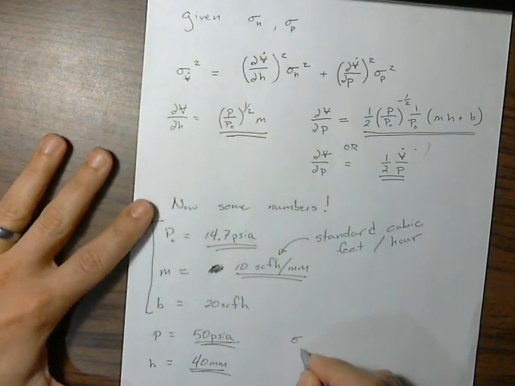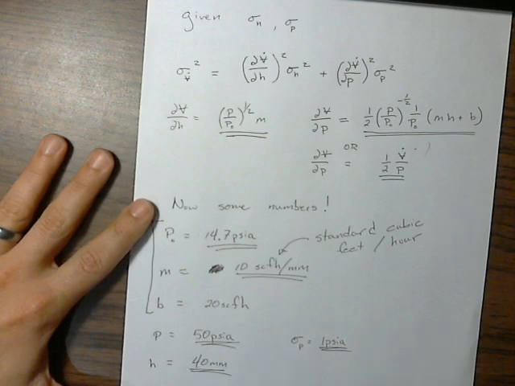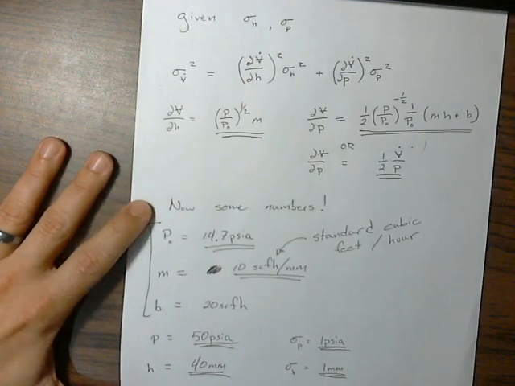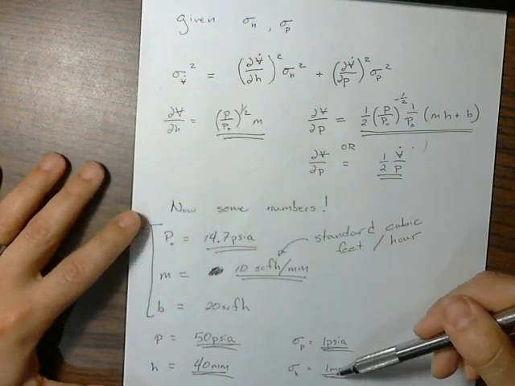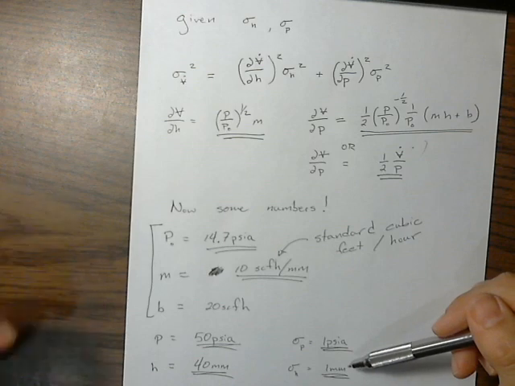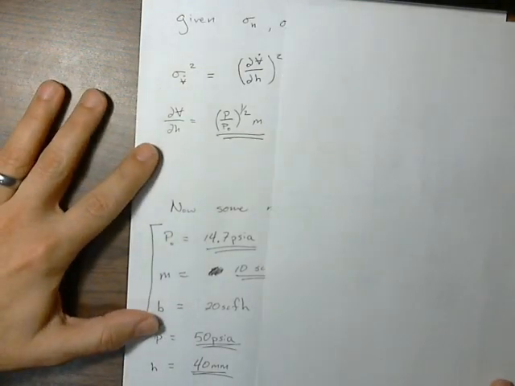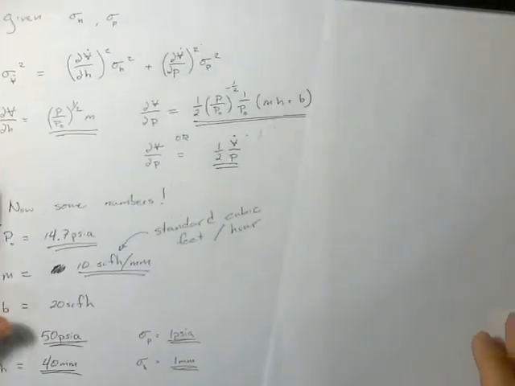Let's assume that we know that we've got about 1 psi of standard deviation. And let's assume we've got about a millimeter of standard deviation in our height. Let's just say that this is our inability to read the scale accurately, right? It creates about a millimeter of random error. Okay, so if that's the case, then we're ready to start plugging in.